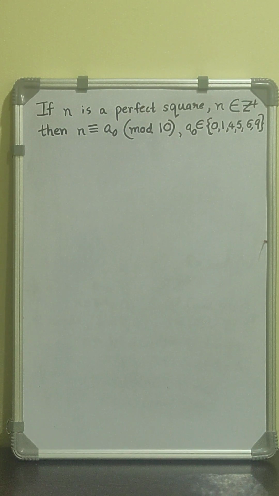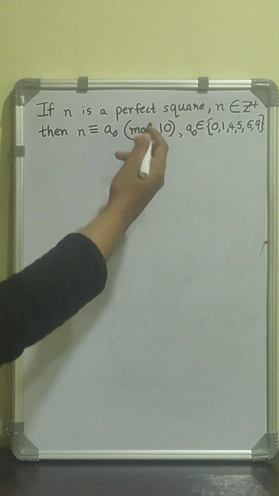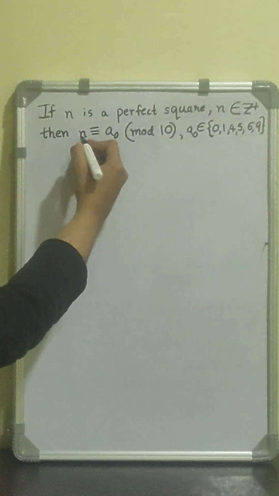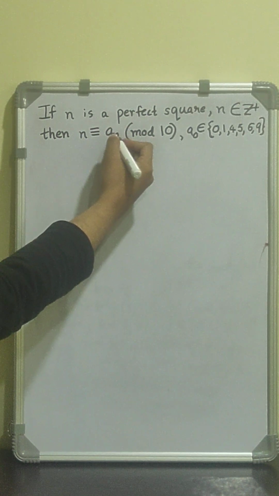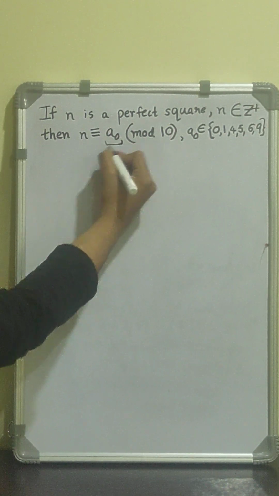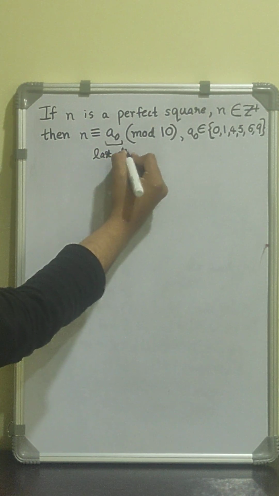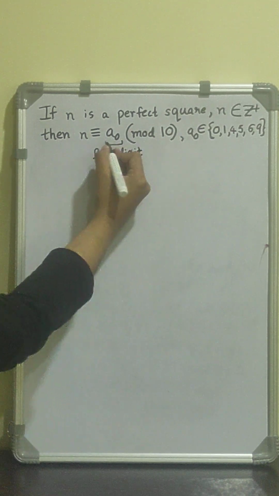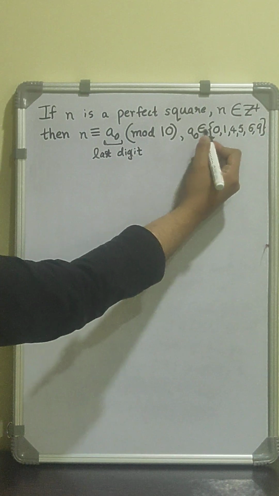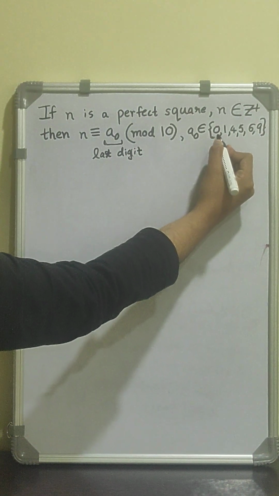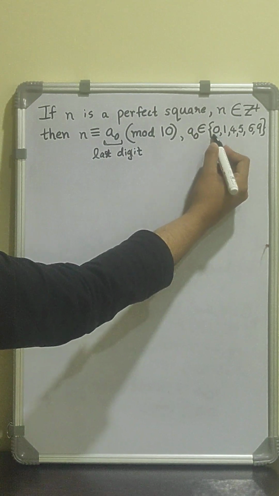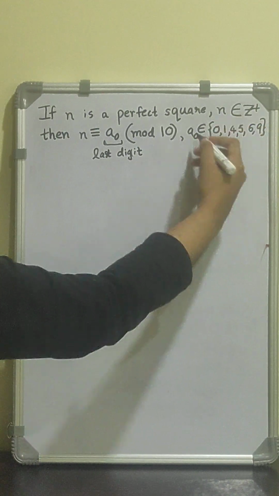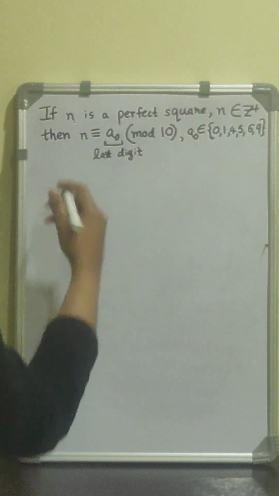So today we are going to look at another property of perfect squares, that is, when n is a perfect square of a positive integer, then n is congruent to a0 mod 10. So basically a0 is the last digit of n. Then a0 can only belong to this set. So that means a0 can be either one of these values. It can only be 0, 1, 4, 5, 6 or 9, nothing else. If it's something else, then n is not a perfect square.